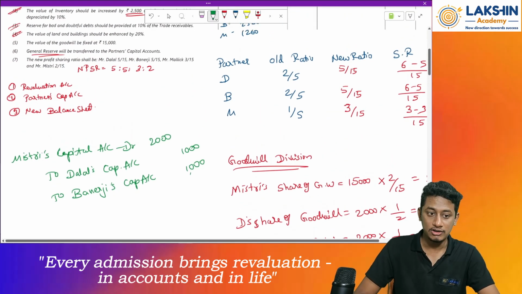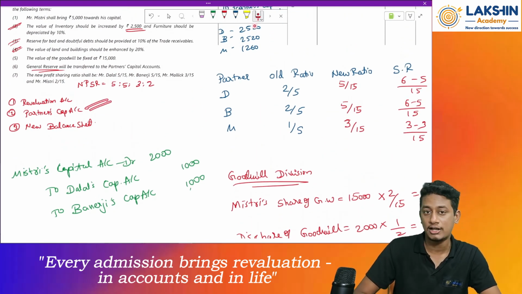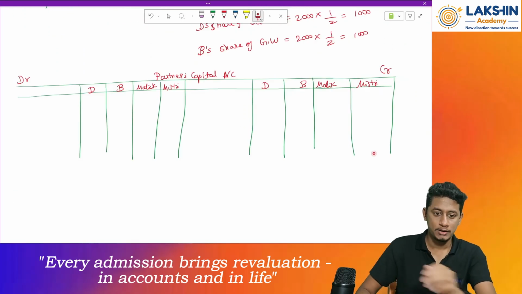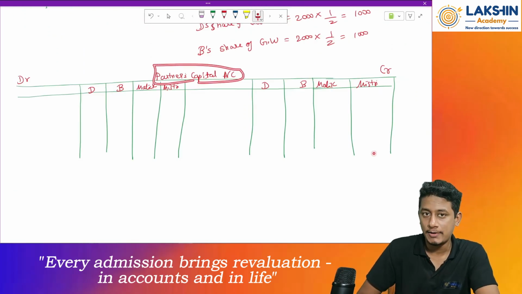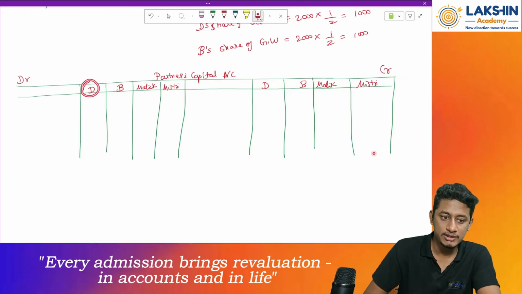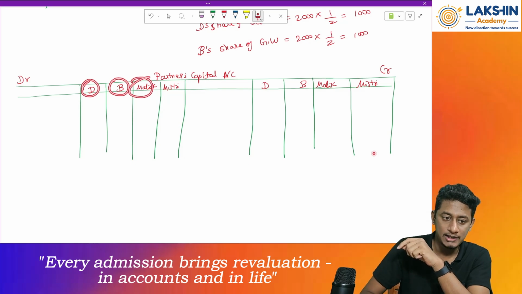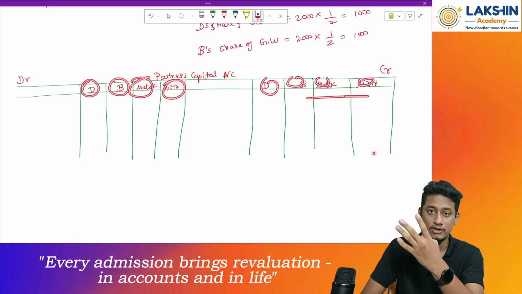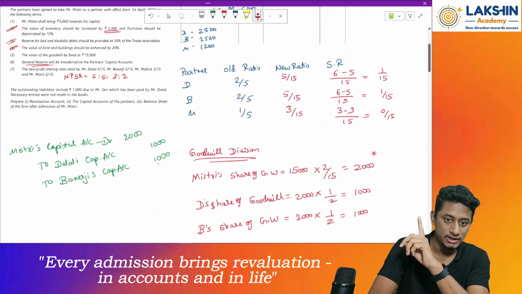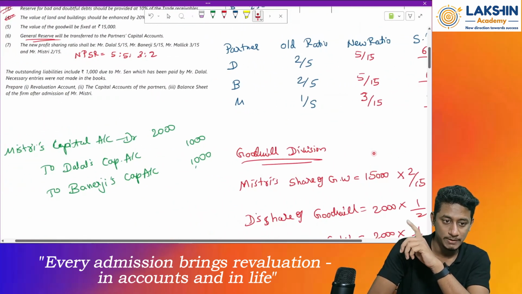Okay. Now let's prepare the capital account. So now I have prepared the partners' capital account over here, where D means Dalal, B means Banerjee, Malik and Mistry. The same way over here. All the amount columns are mentioned for 4 different partners. Okay. So one more thing that I missed from my side is that the question was pending.